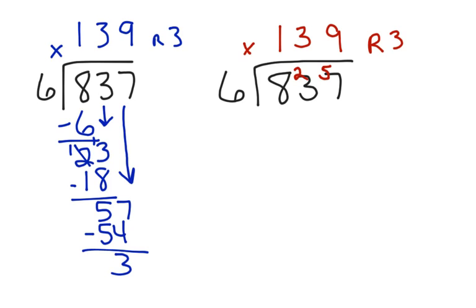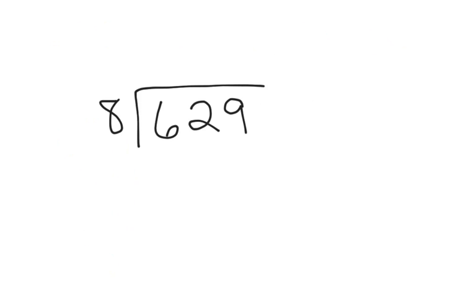So boys and girls, you can see that we're still doing the same math. We're just not recording everything down and underneath our dividend. We're doing most of the work right there at the dividend. So let's try another one. In our second example, we have 629, and we're dividing it by 8.